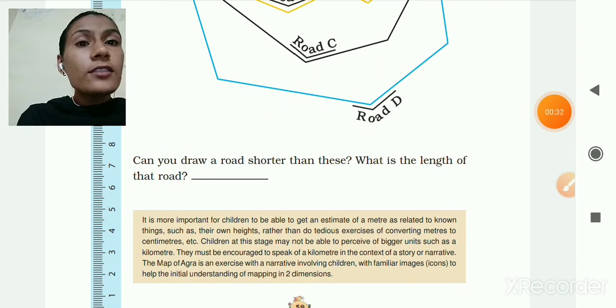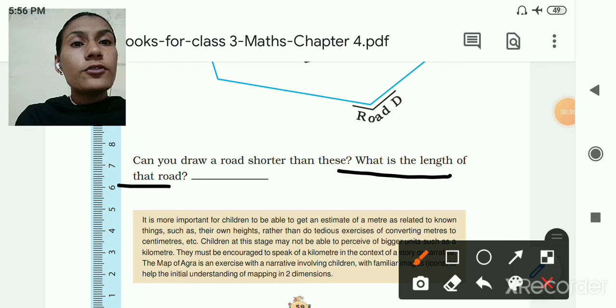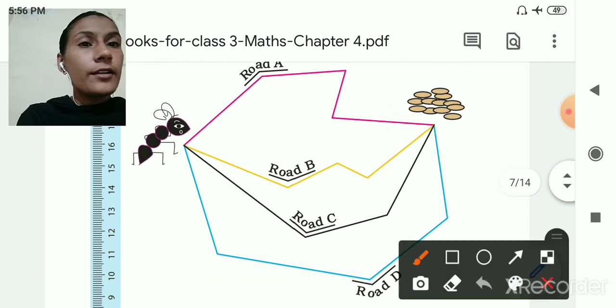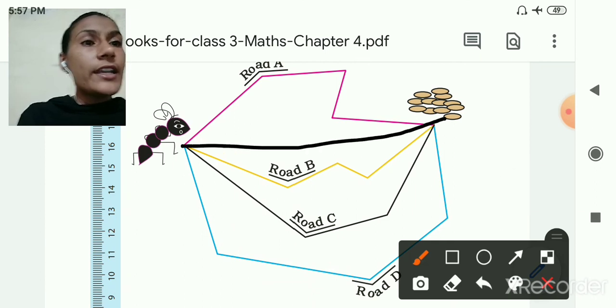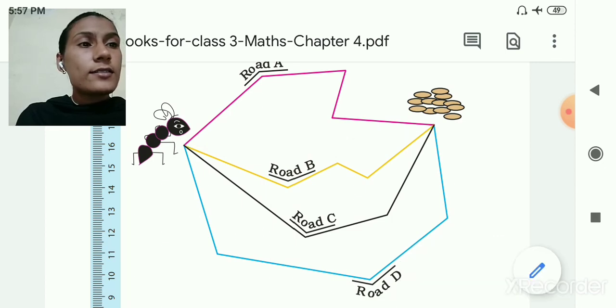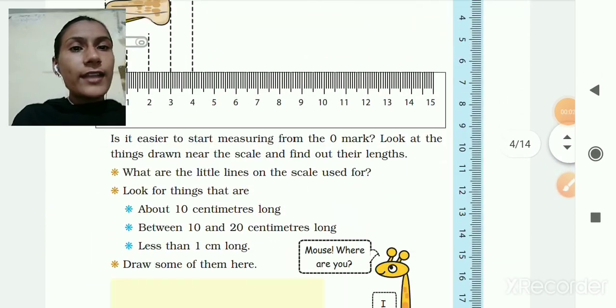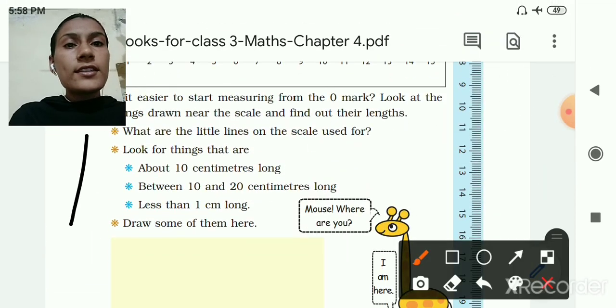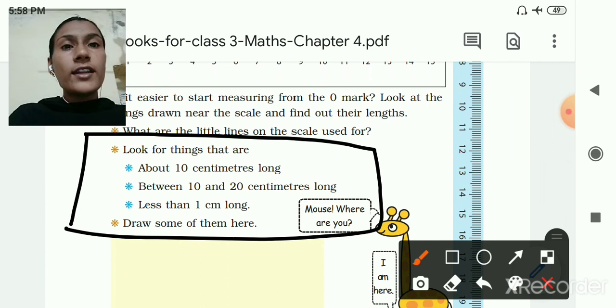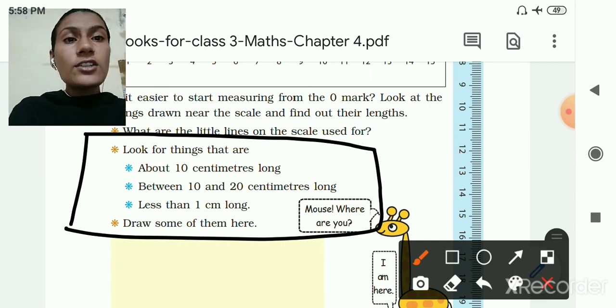Then what is the length of that road? So this you have to measure. You have to draw a straight line in your textbook, from Ghibli to grains, and you have to measure. How many centimeters? Write it in your fair book. So in your fair book you have to write this. How to write, I will send in the PDF. Like that you can write in your fair book.